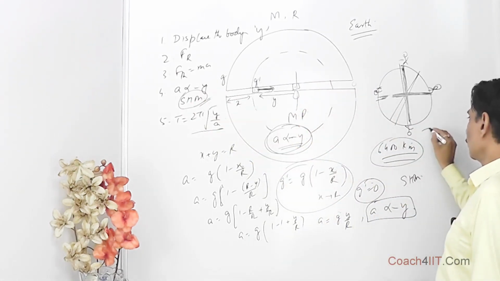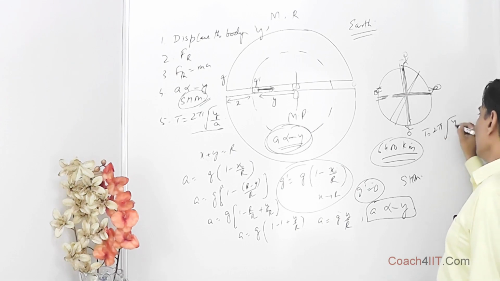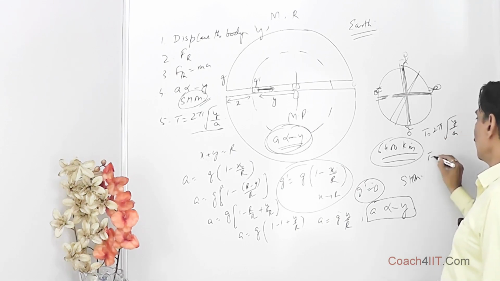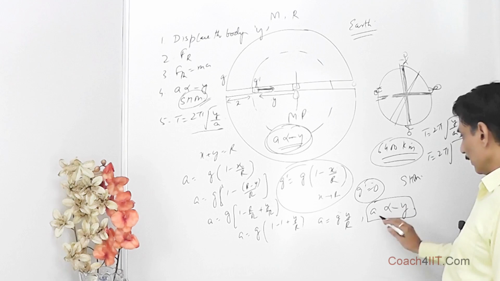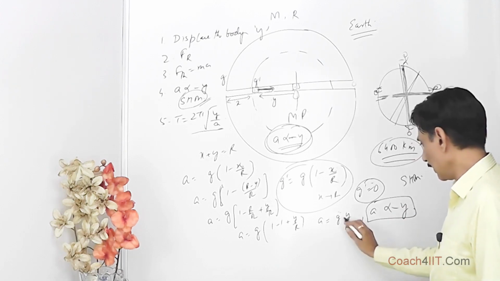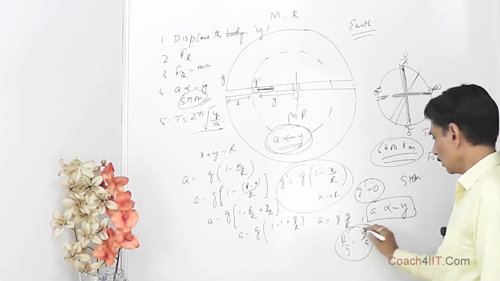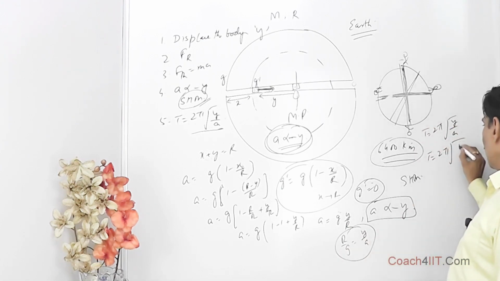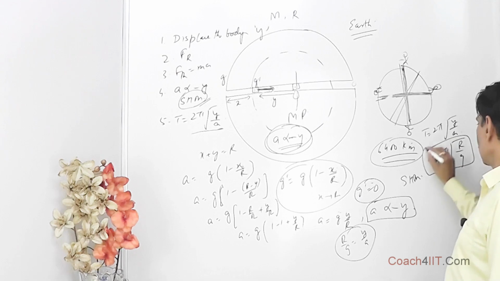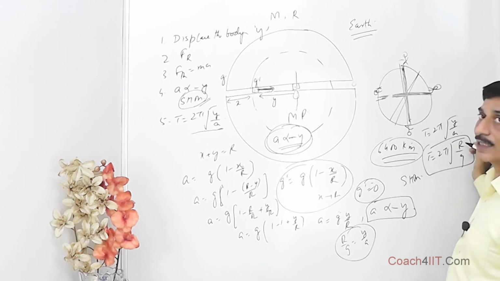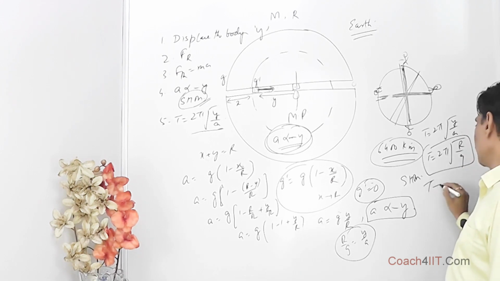If this is SHM, we can say T is equal to 2 pi under root y by a. We can conveniently use it. T is equal to 2 pi, what is y by a? So that comes out to be R by g is equal to y by a. So y by a is replaced by R by g. If you put the values, R as 6400 kilometer into 10 to the power 3, we can do it in meters, and 9.81 meter per second square, this time period approximately comes out to be, I think, 84 minutes.